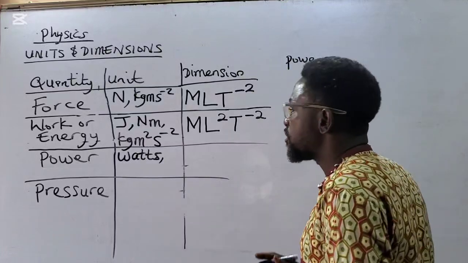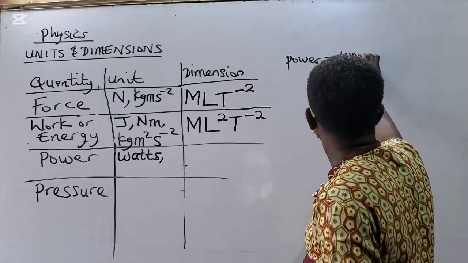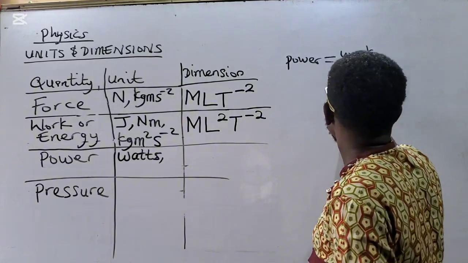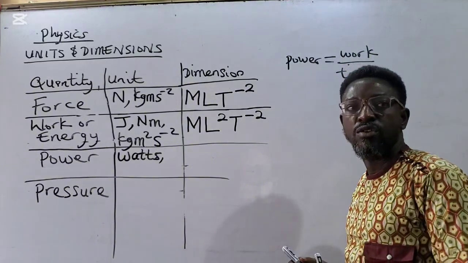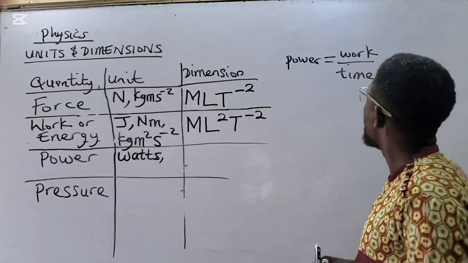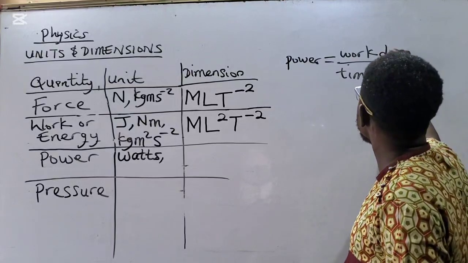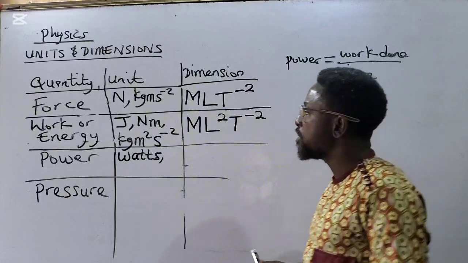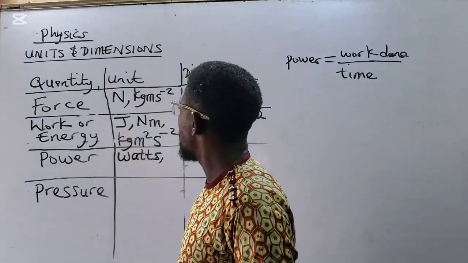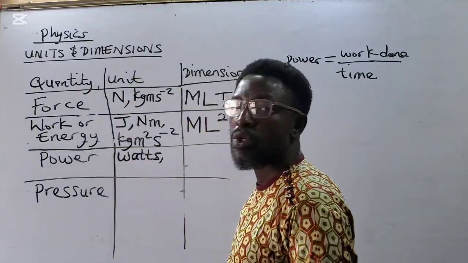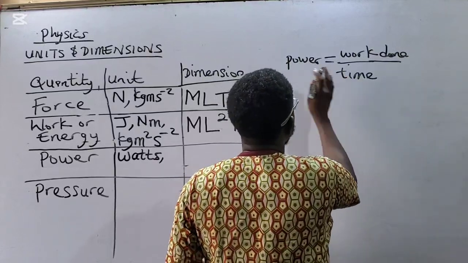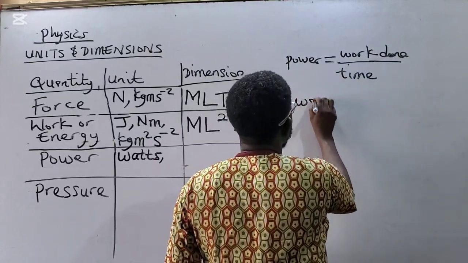Power is the ratio of what? Work done over time taken. The ratio of work done over time taken. And then you know that the unit of work is what? Joules. So that means the unit of power is watts.